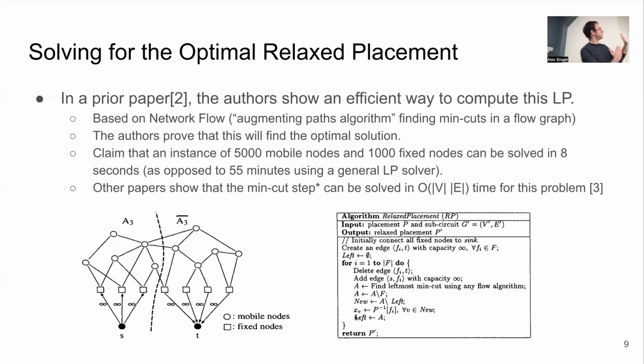And as you move from left to right, the authors argue that this will achieve the optimal LP solution. And as I said, according to some other papers, this min cut step can be solved in O of V times E, and we do this F times. And F, let's say, is on the order of V. So therefore, this will be V squared E.